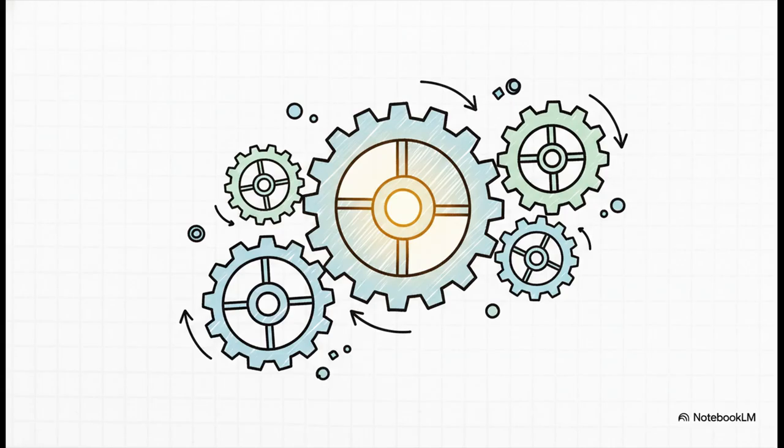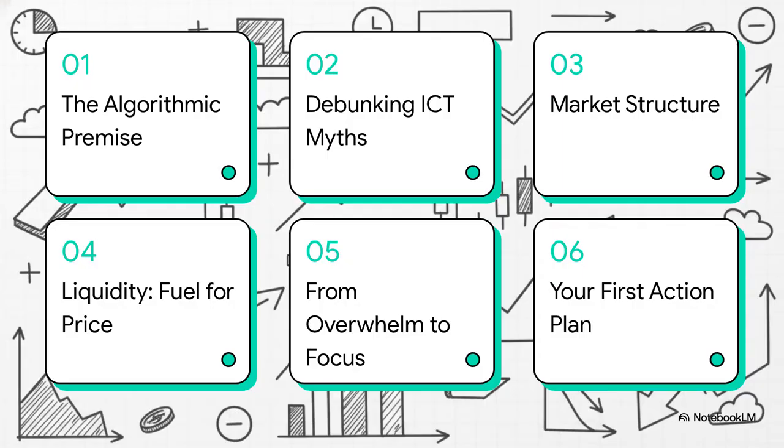Because that, right there, is the real promise of ICT. It's a logical framework that explains why price is moving the way it is. And by the end of this, I promise you're going to understand that logic. So here's our roadmap. We'll kick things off with the core idea behind ICT, we'll bust some common myths, and then we're going to build everything up from the absolute foundation, which is market structure and liquidity. And then we'll take that feeling of being overwhelmed and turn it into focus with a clear plan of action.